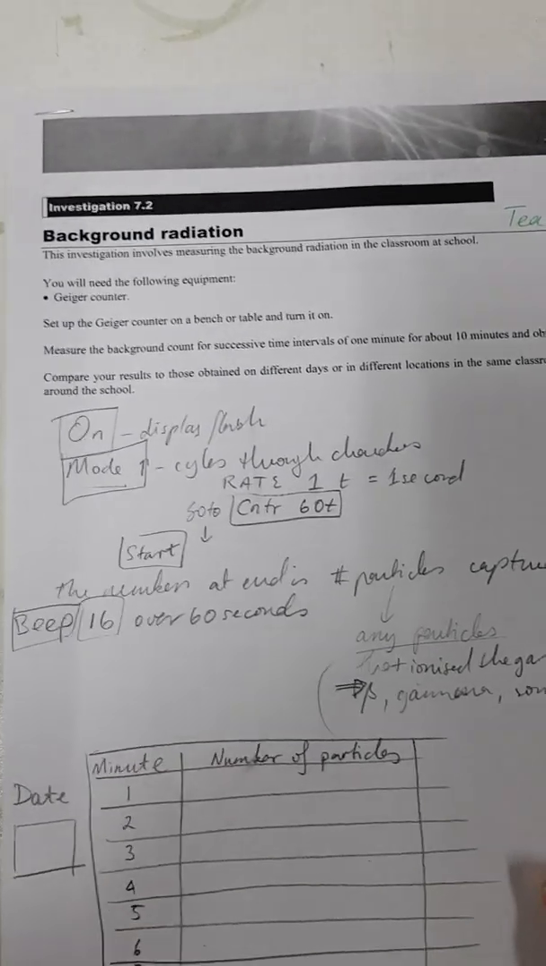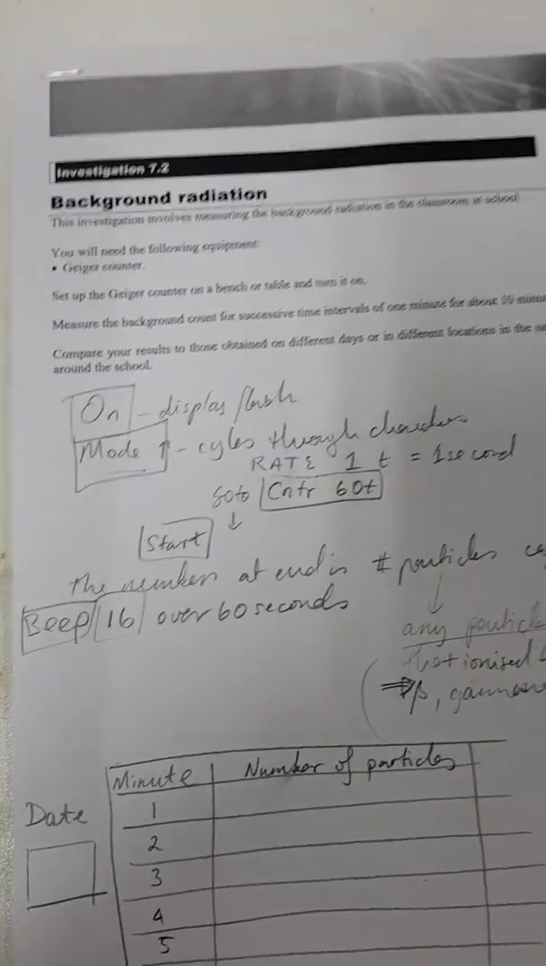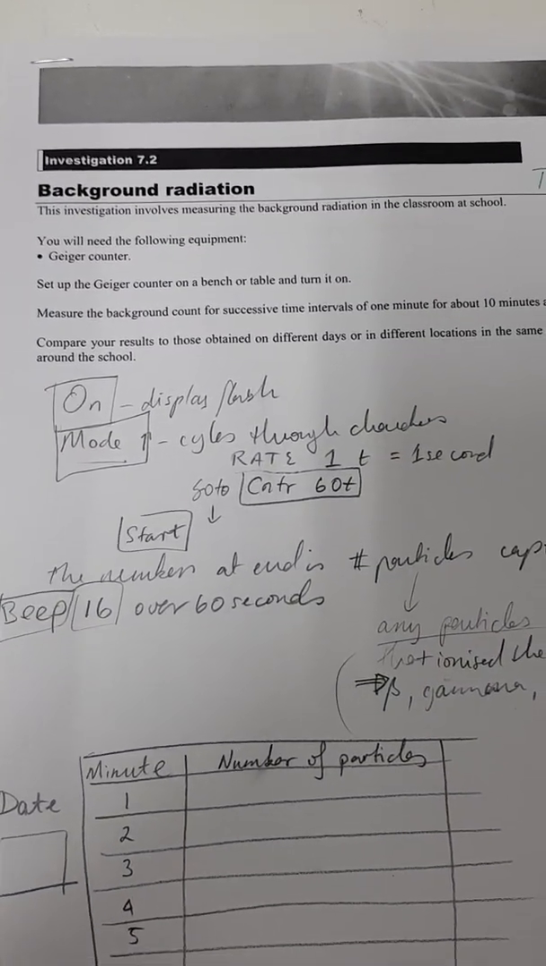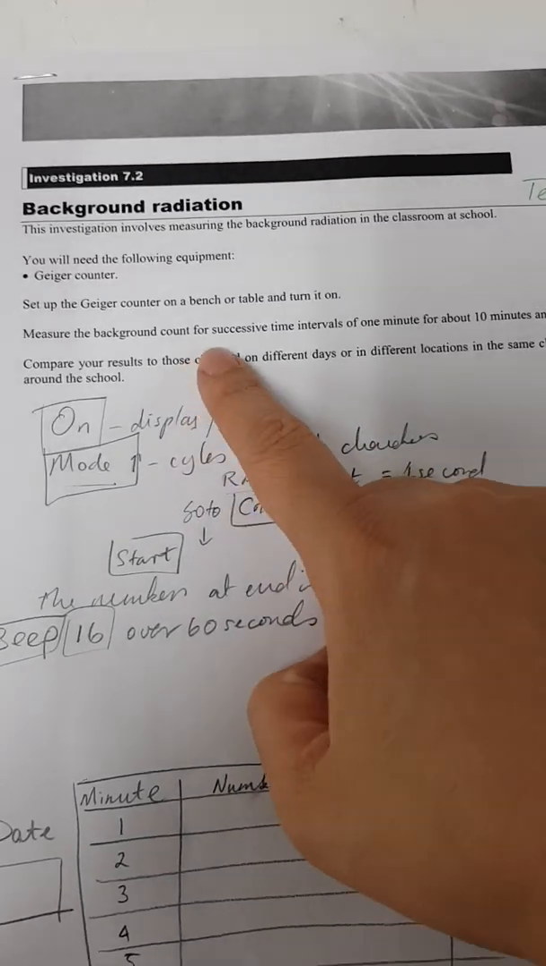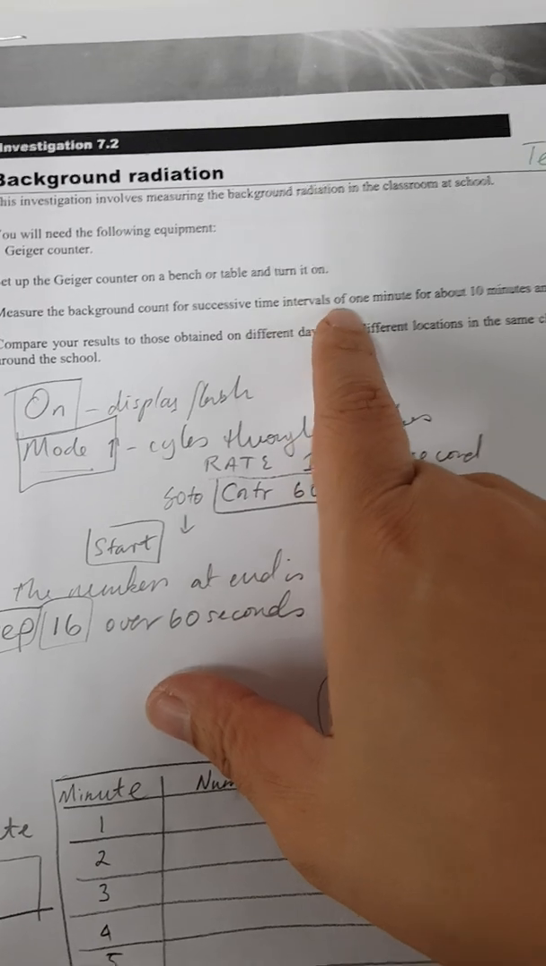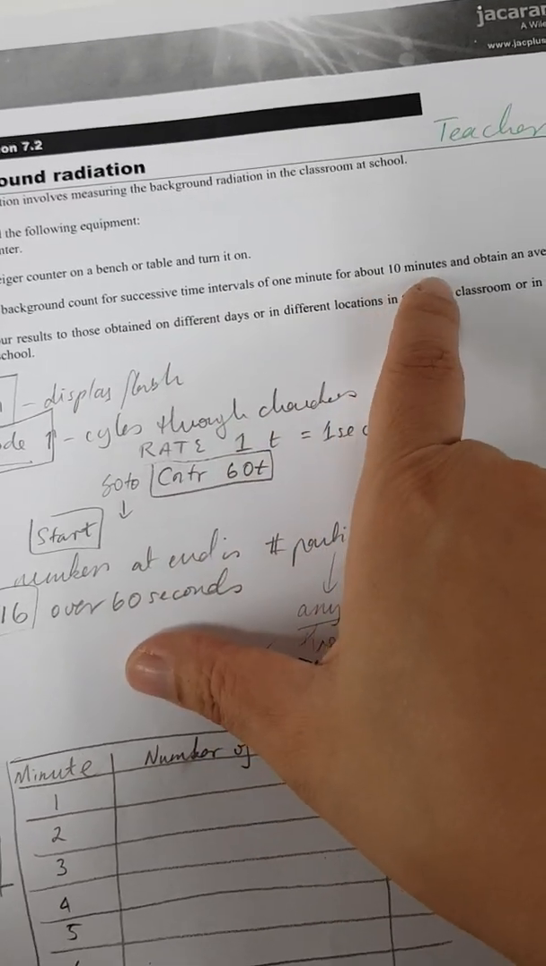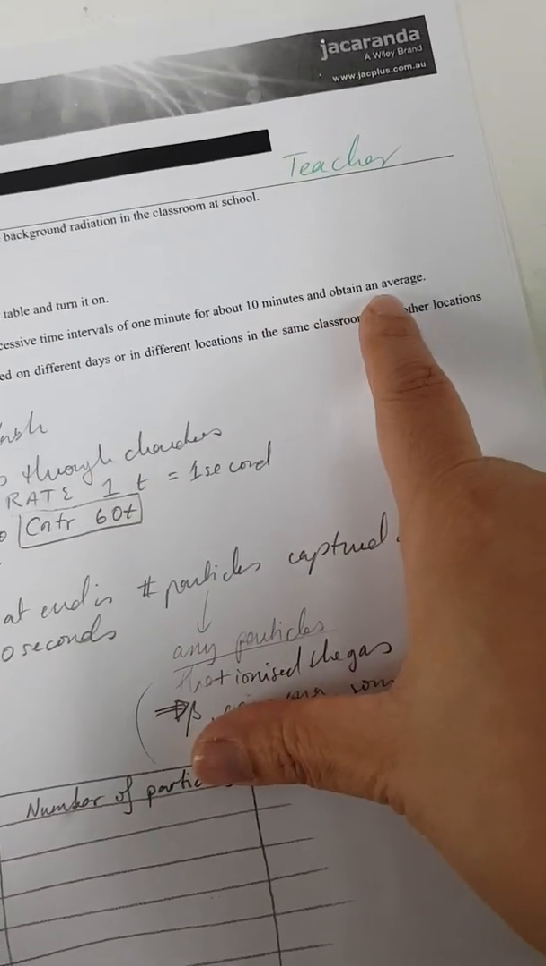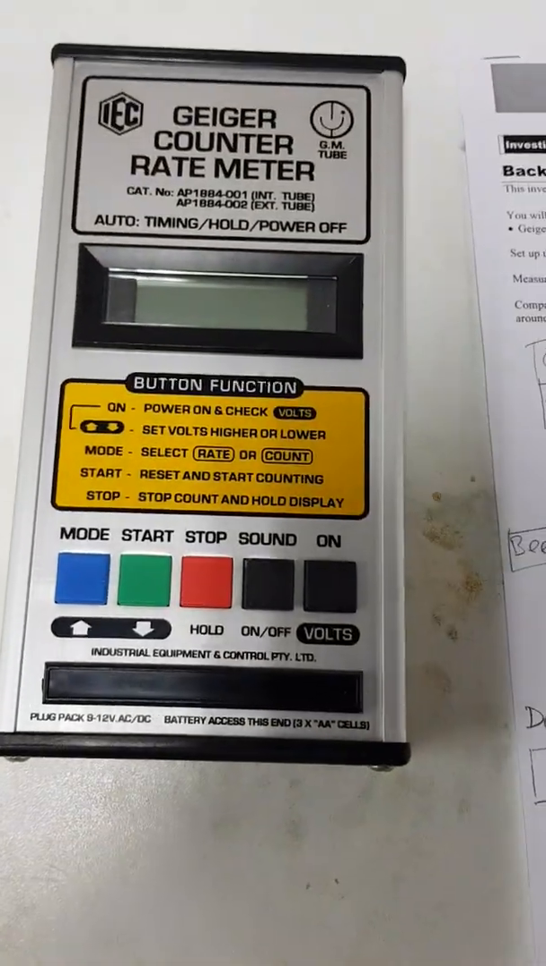So I wanted to do this just so that you could have a look and see how we'll set up the Geiger counter today. We're going to measure the background radiation at successive time intervals of 1 minute for about 10 minutes and do the average. Okay, so the first thing we need to do is, how do we use the Geiger counter?